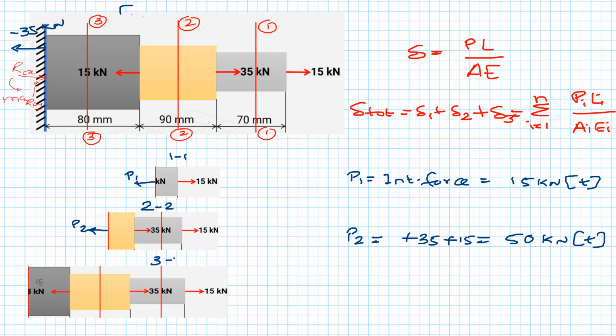This is cut section 3. Here we have 15 kilonewton, 35 kilonewton, and again 15 kilonewton here in compression, which will give here internal force P3. P3 will be equal to plus 15 plus 35 minus 15, right? So minus is for compression and plus is for tension, which will be equal to 15 plus 15 minus 15 gets cancelled, 35 kilonewton in tension. So these are the internal forces or actual forces in the cross sections.